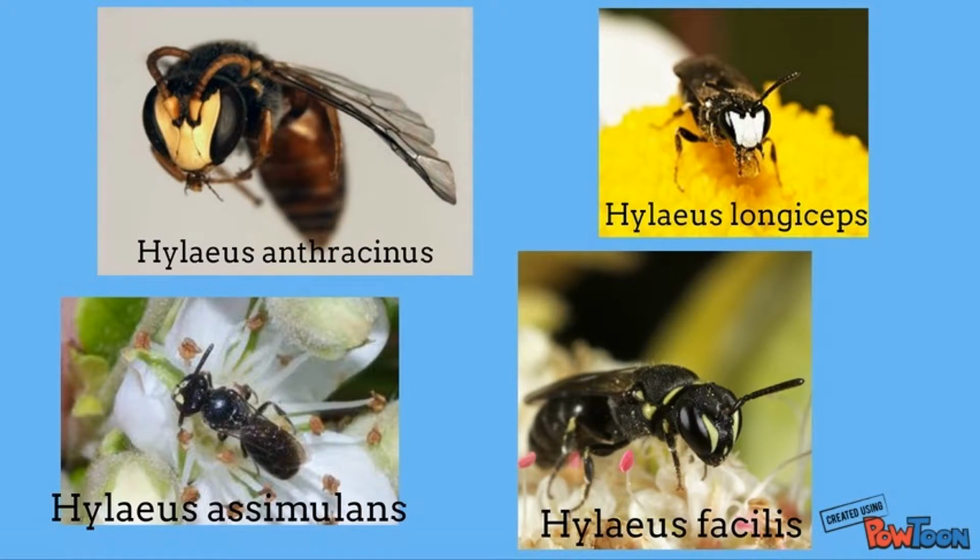There are 20,000 bee species in the world, and 7 native Hawaiian bee species have been added to the U.S. endangered list, and 4 of them are pictured, and the 4 that are pictured are Hylaeus anthracinus, Hylaeus longiceps, Hylaeus assimulans, Hylaeus facilis. I feel like I'm butchering their names. But then the other 3 are Hylaeus hilaris, Hylaeus kuakea, and Hylaeus mana.